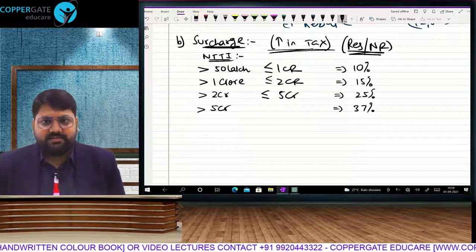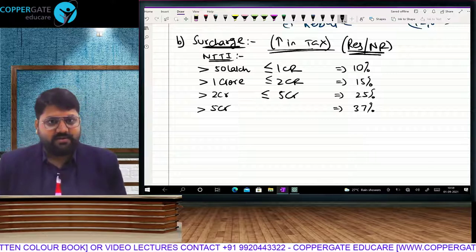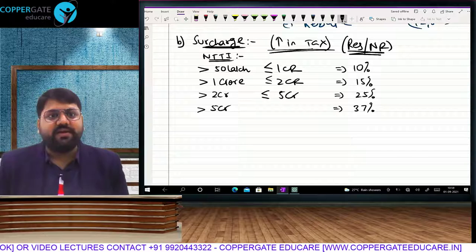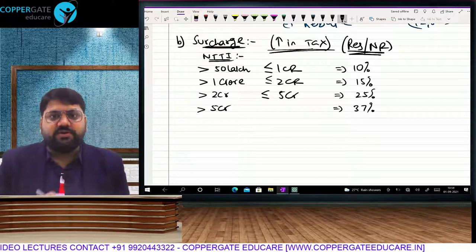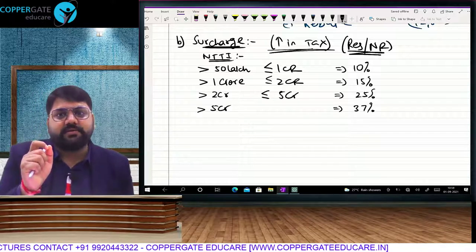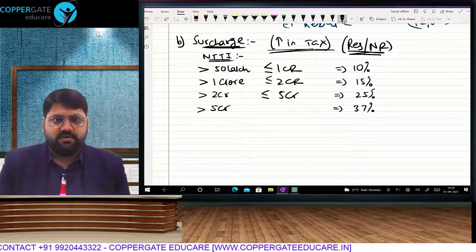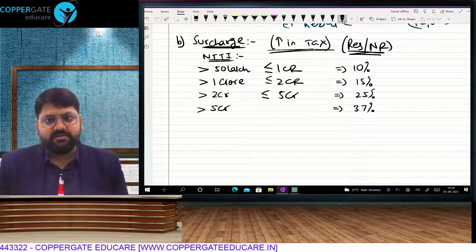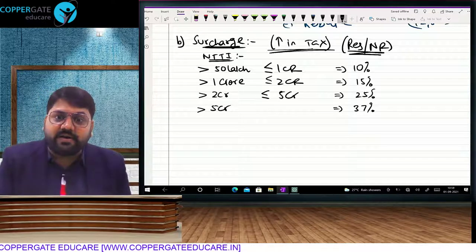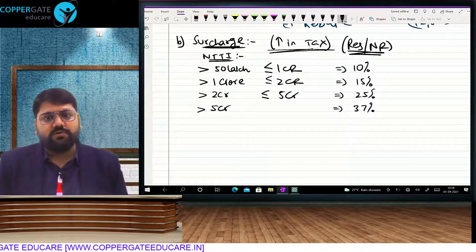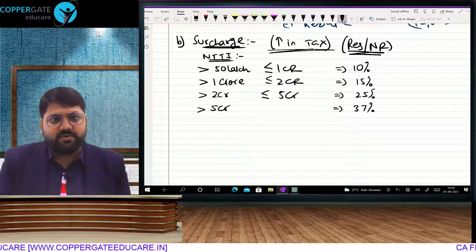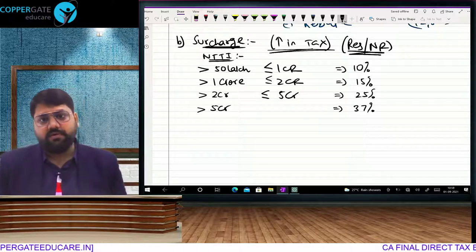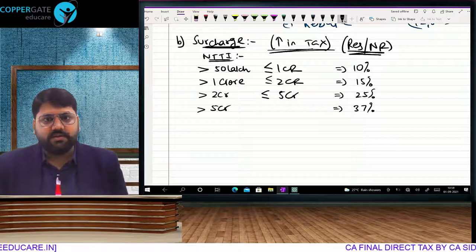That means rebate will come at equal to 5 lakh. But surcharge rate will change only when it becomes greater than. So, till equal to 50 lakh, rate will be 0%. No surcharge. Greater than 50 lakh, till equal to 1 crore, it will be 10%. Greater than 1 crore, till equal to 2 crore, it will be 15. Greater than 2 crore till equal to 5 crore, it will be 25. And greater than 5 crore, it will be 37%. Understood?